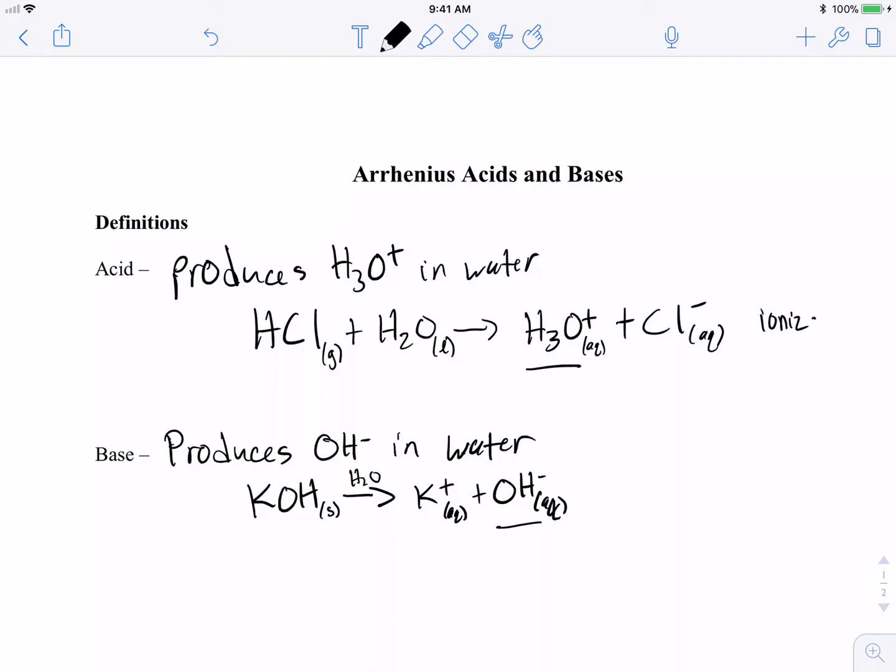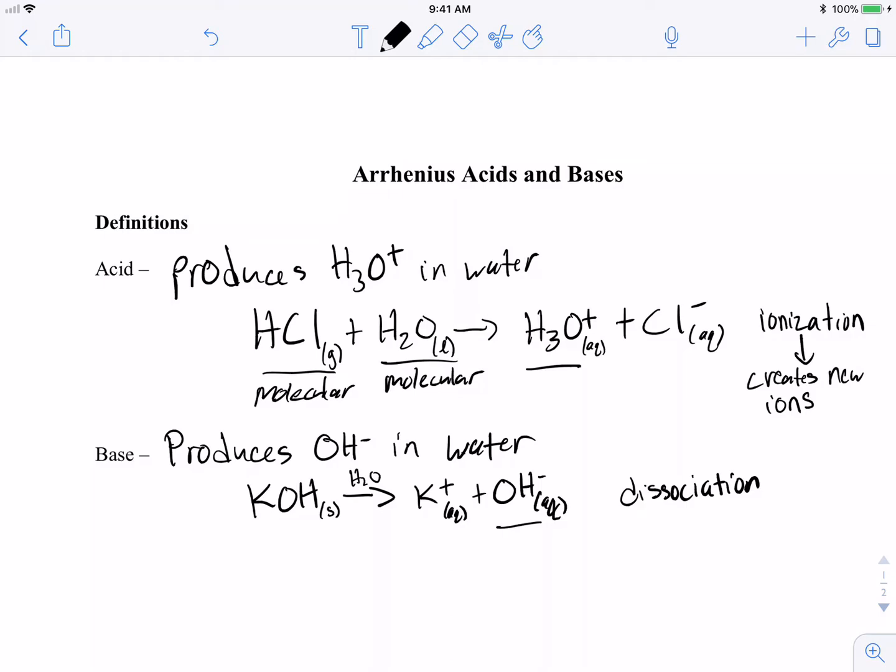So this here is an ionization reaction. This would be a dissociation reaction. So let's go ahead and observe some differences here. An ionization reaction creates new ions. So we'll notice as reactants, hydrogen chloride is a molecular compound. There's no ions. Water is a molecular compound, no ions. Well, when those two react together, they give us two ions. So this would be something we'd consider an ionization reaction, because we've gone from two molecular compounds that have reacted together to produce ions that weren't there before they reacted.